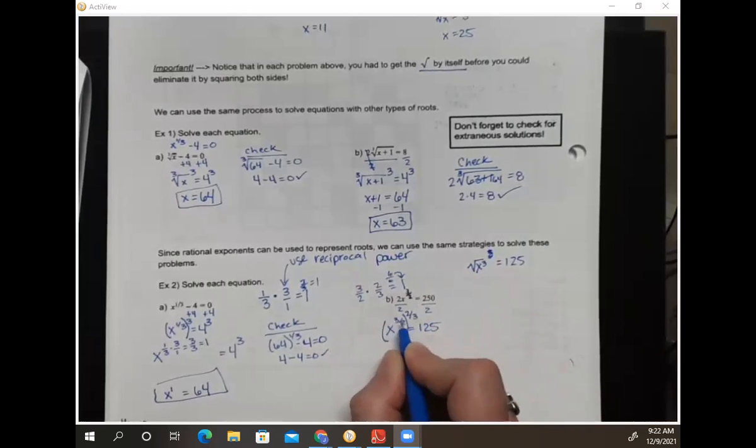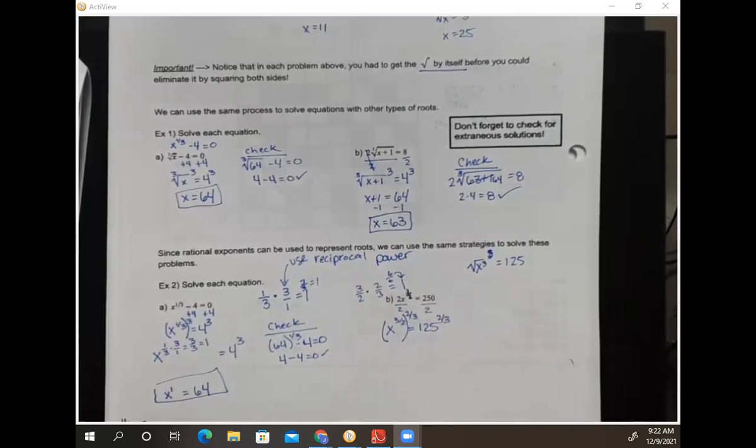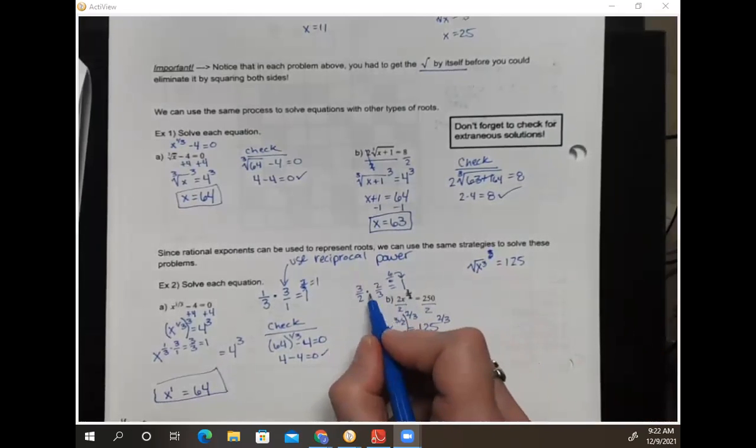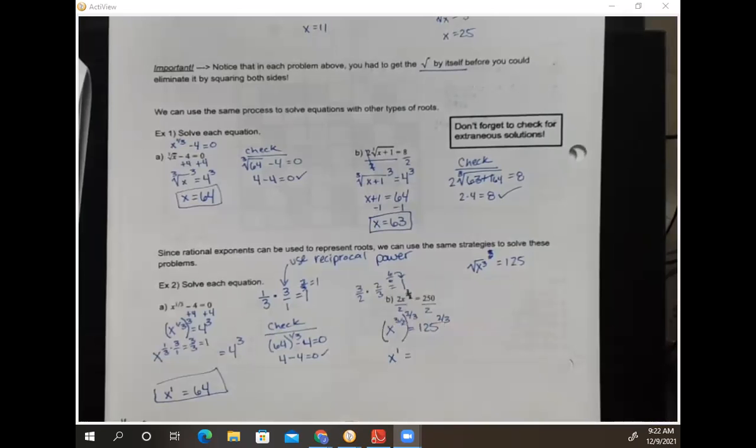I have 3/2 right now. I'm going to take it to the 2/3 power. So my exponent here is just 1. Power to a power, I multiply. When I multiply these, I get 6/6, which is just 1. And then I need to simplify this guy.